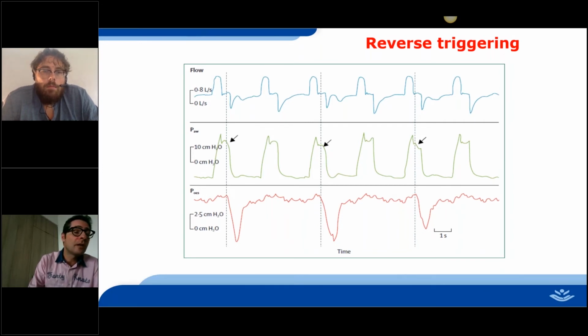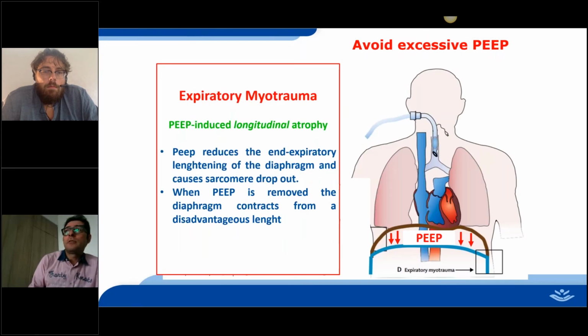To avoid this, we have to measure. We have to measure with the esophageal catheter, we have to measure also with the NAVA, but it's something that we want to avoid. I told you before, something that we want to avoid in this patient during ECMO is the prolonged use of high PEEP. High PEEP is associated to longitudinal atrophy.